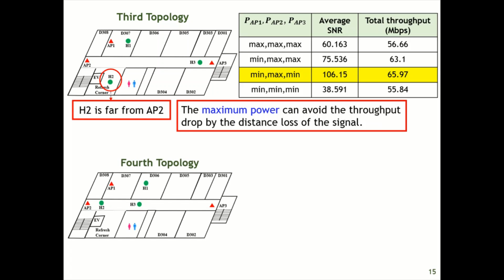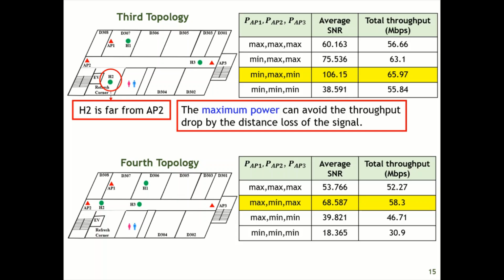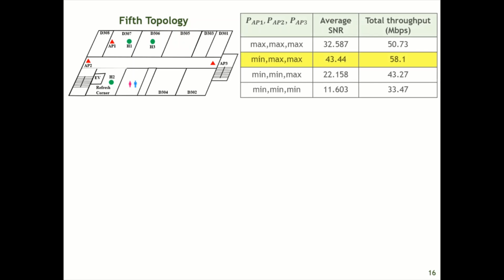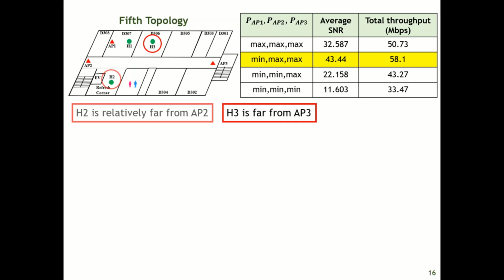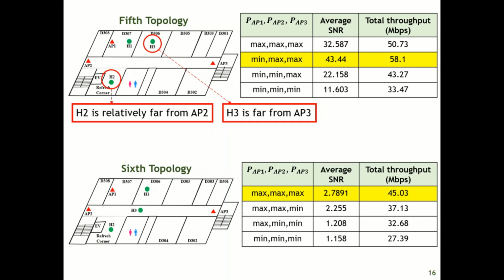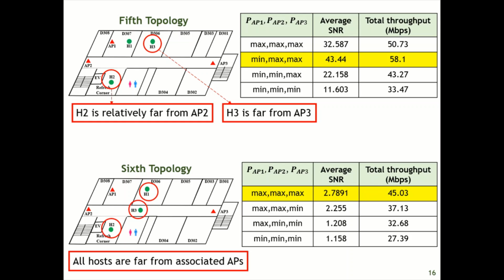And then for the fourth topology, the best power for AP1 and AP3 is maximum because host 1 is far from AP1 and host 3 is far from AP3. And this one is the fifth topology. The best power for this topology is minimum power for AP1 and maximum power for AP2 and AP3. And here's the sixth topology. The best power for all APs is maximum because all hosts are far from their associated APs.